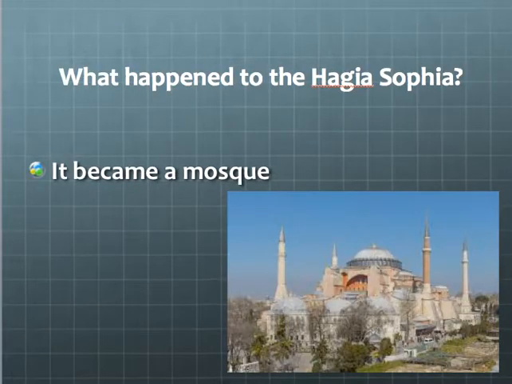What happened to the Hagia Sophia? When the Ottomans took over the Byzantine Empire, they took the biggest Christian church at the time, the Hagia Sophia, and turned it into a mosque. Now later, that mosque in 1935 became a museum. And then in 2020, okay, just recently, was restated as a mosque.